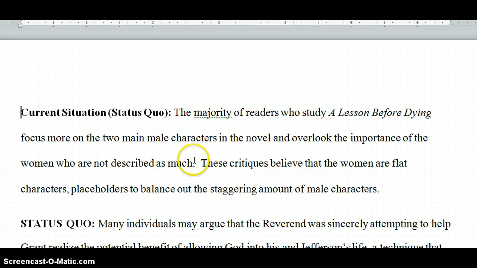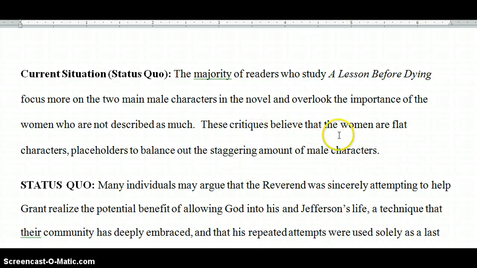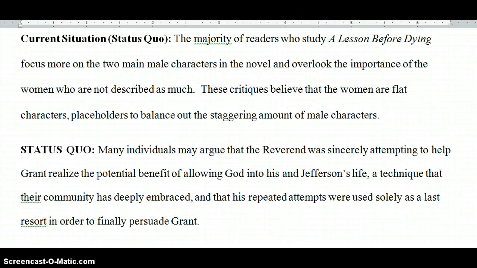This just talks about two main male characters and overlooks the importance of the women. These critiques believe that women are flat characters, placeholders to balance out the staggering amount of male characters. All right, this is pretty good. So again, it shifts into the belief that in the current situation, or status quo, women are flat and basically don't have much purpose in the novel.